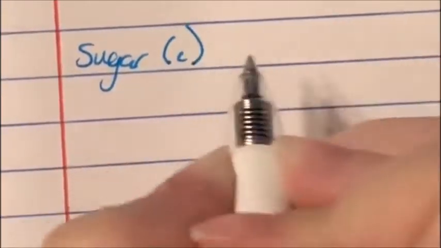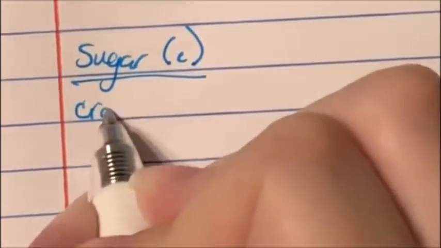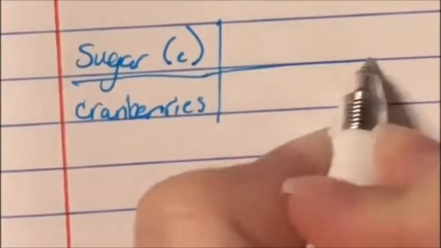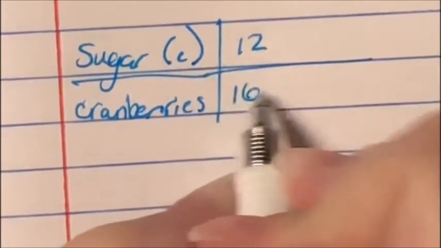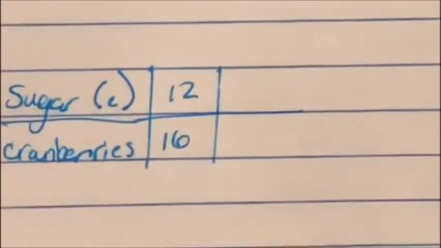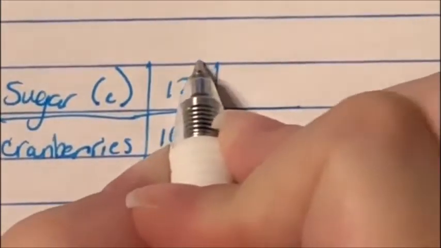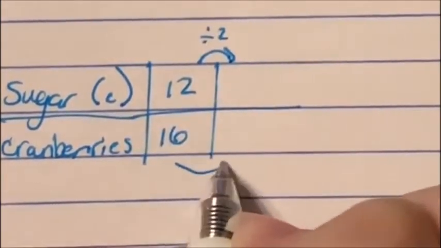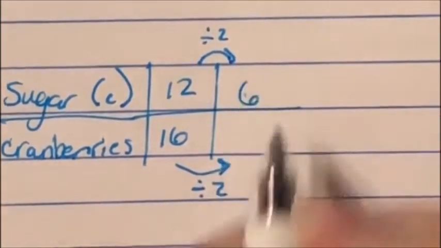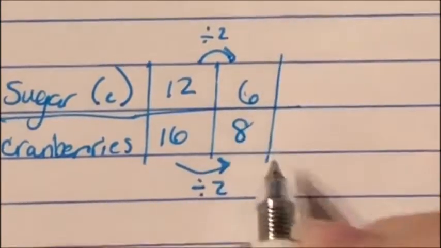Okay, so here's my table, right? Here's sugar, cups, cranberries. I have 12 to 16, okay? So I can divide both 12 and 16 by 2. So when I do that, divide by 2, divide by 2. 12 divided by 2 gives me 6. 16 divided by 2 gives me 8.